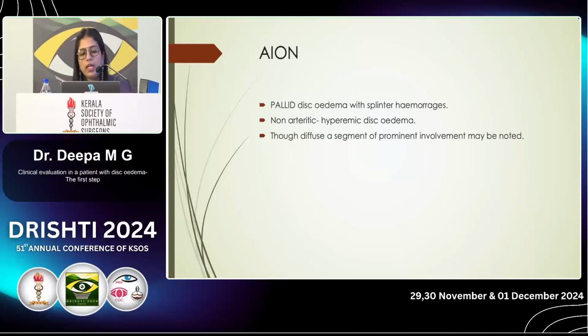AION will show a pallid disc edema with splinter hemorrhages, and in arteritic AION it will be a hyperemic disc edema, though diffuse, a segment of prominent involvement may be noted.